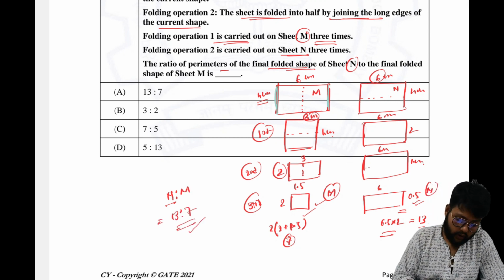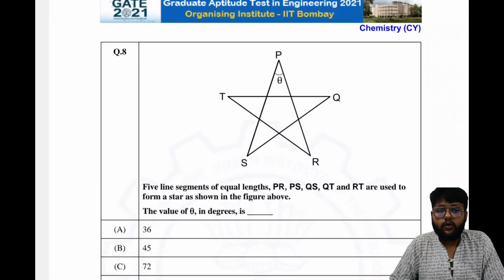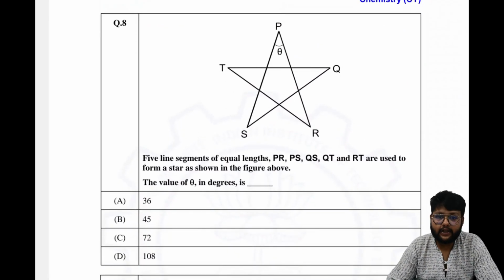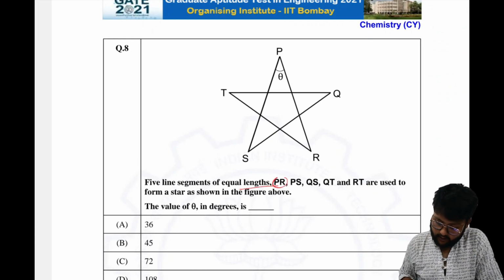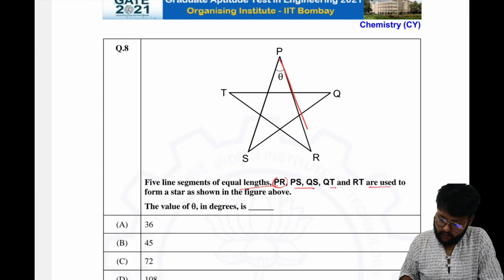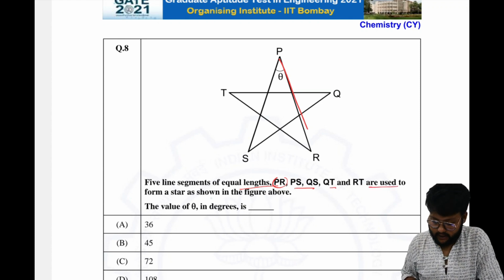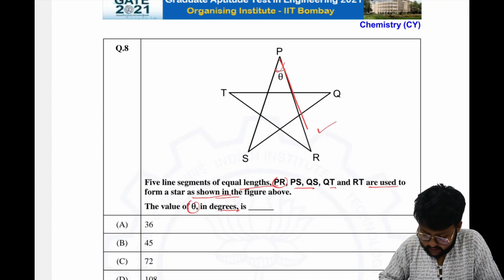Okay, so A will be our correct answer. Our next question: five line segments of equal length, PR, PS, QS, QT and RT, are used to form a star as shown in the figure. The value of theta in degrees is being asked.